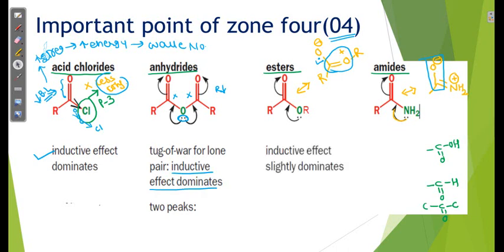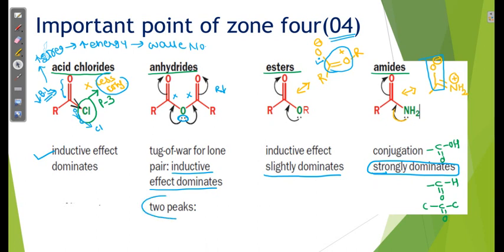Here the inductive effect slightly dominates, and conjugation strongly dominates. So here, friends, we are getting a single bond character of carbon and oxygen. The second characteristic is that there are two peaks. If we are getting two characteristic signals, then we can say this is an important value for the possibility of anhydride.